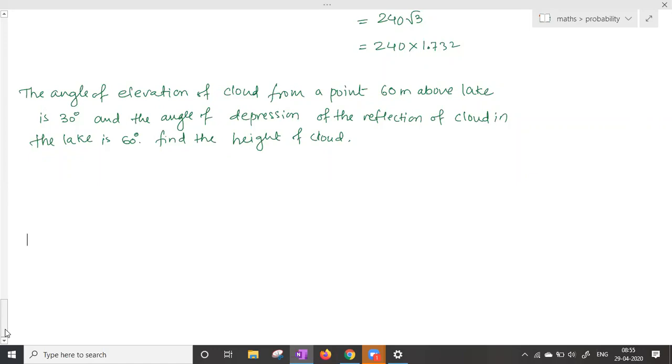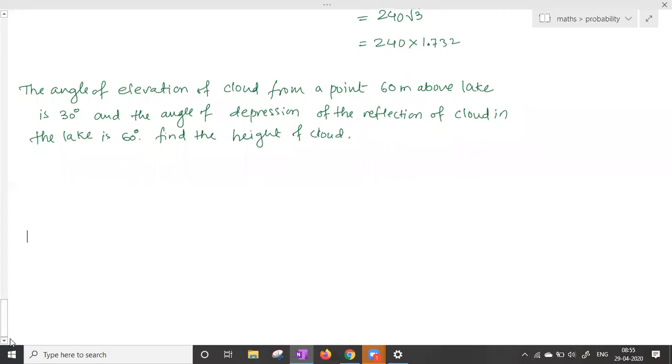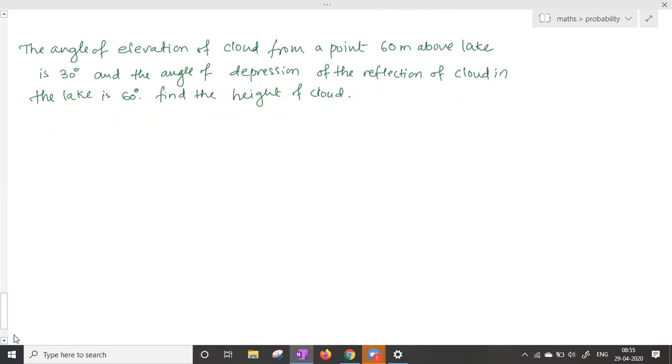This is a very important question. In school exams, generally they will repeat it. Many times they have repeated it, and all the schools generally repeat this. So, is the diagram clear?